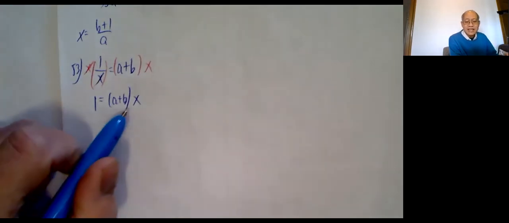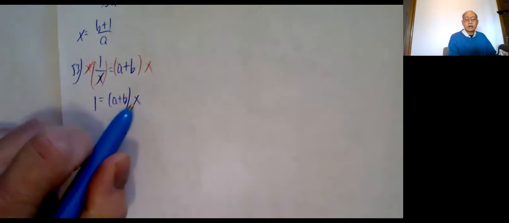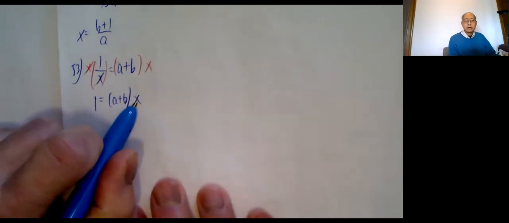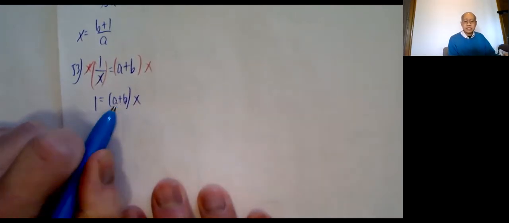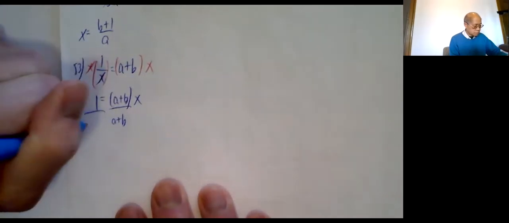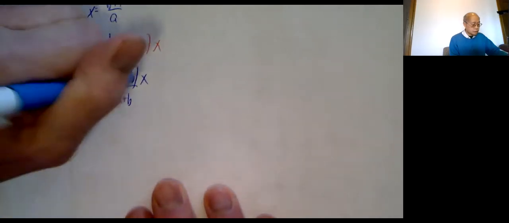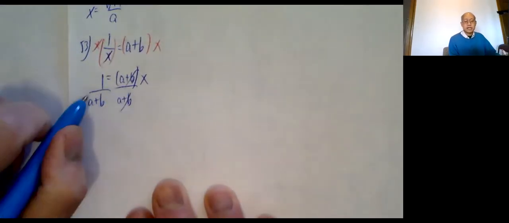The object is to isolate the x. See, if I distribute it out, I have an x here and an x here. I only want the x here because now, to get rid of this, I just divide by a plus b. Like that. So that cancels out. So x is equal to that.